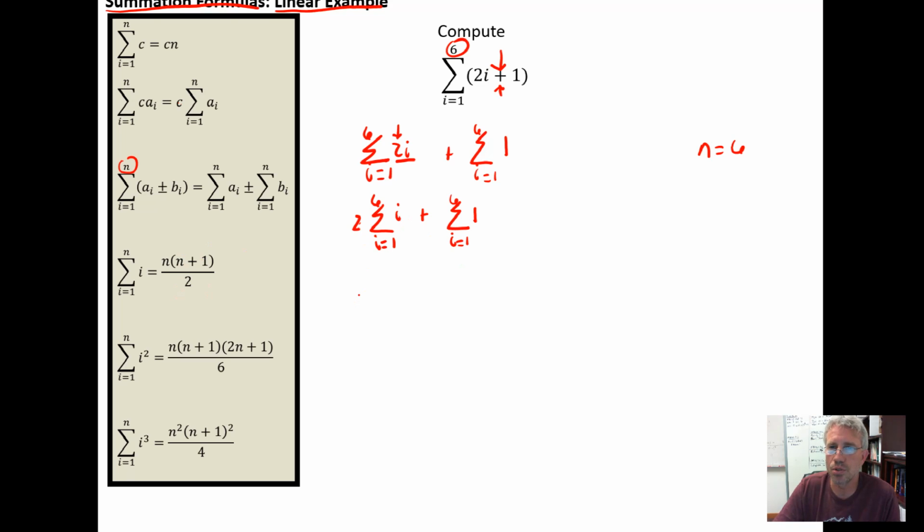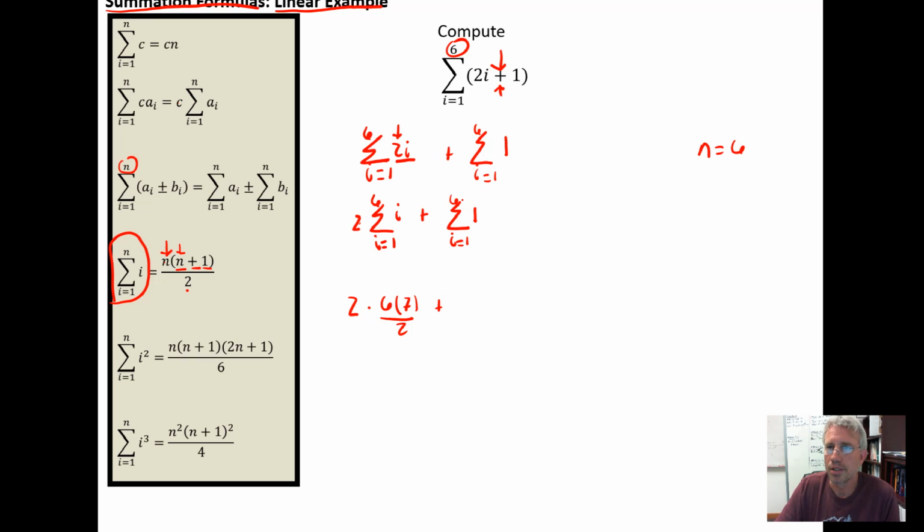So here I'm going to get 2 times the sum from i equals 1 to 6 of i. I'm going to focus on the summation formula here, where I'm noticing that I have 6 in that upper bound position. This says you can take the upper bound times the upper bound plus 1 and divide it by 2. So I'm going to get 2 times, the upper bound is 6, so 6 times 6 plus 1, which is 7, all over 2.